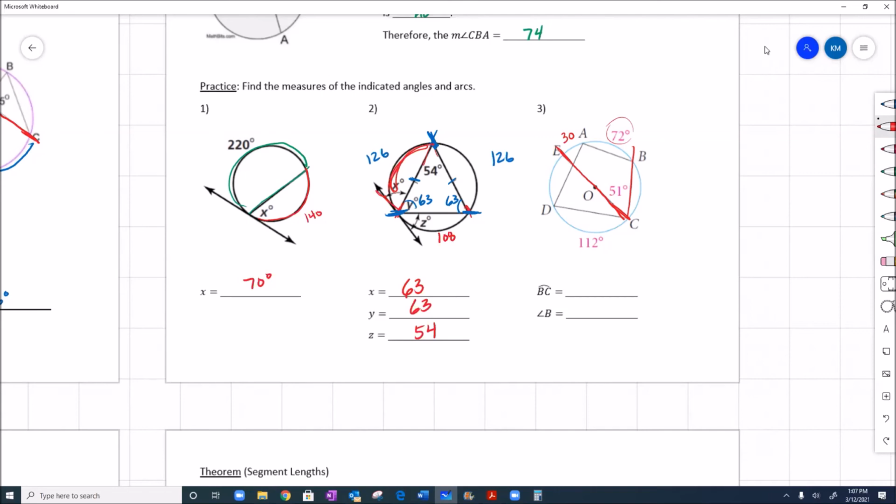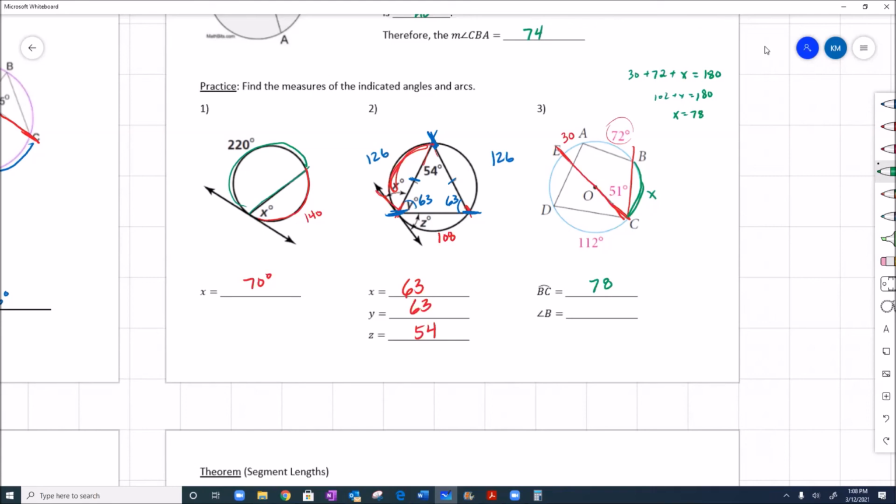It's a diameter, and so I know that EBC is a semicircle. It should add up to 180 degrees, right? BC is what they're asking us for, so we call it x. So 30 plus 72 plus x should equal 180 degrees. That's 102 plus x equals 180, and that must mean that x is 78. So we found out that this arc BC is 78 degrees.